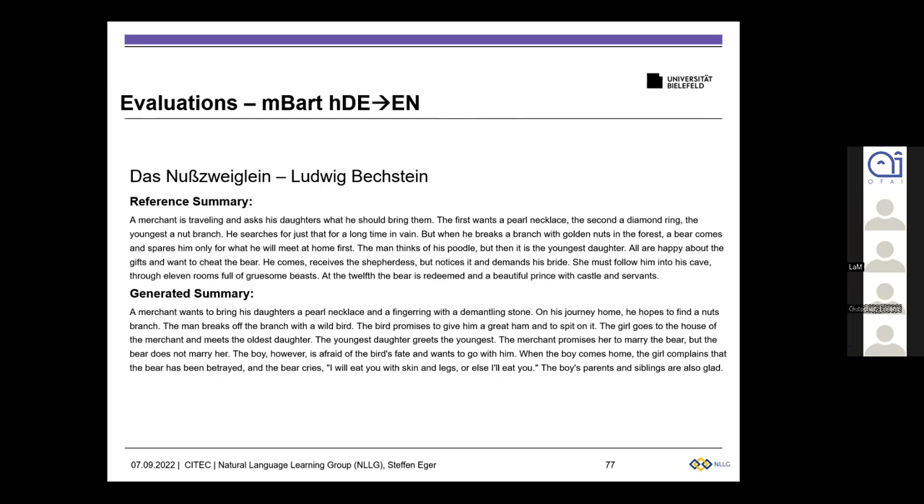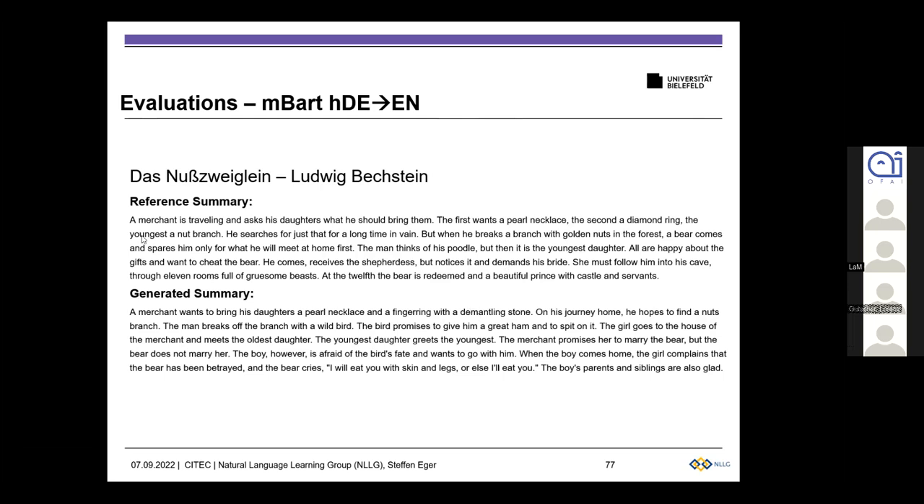So this is even beyond our initial expectation. It performs actually quite well. It makes mistakes, of course. For example, the diamond ring becomes a finger ring with a demantling stone, whatever this is. Maybe that's even correct, but it's definitely different to what the gold summary states.